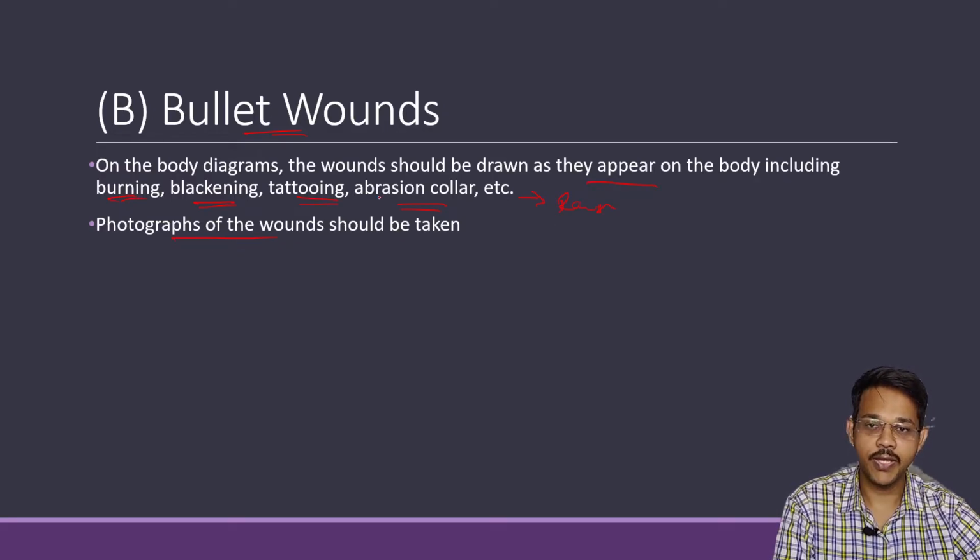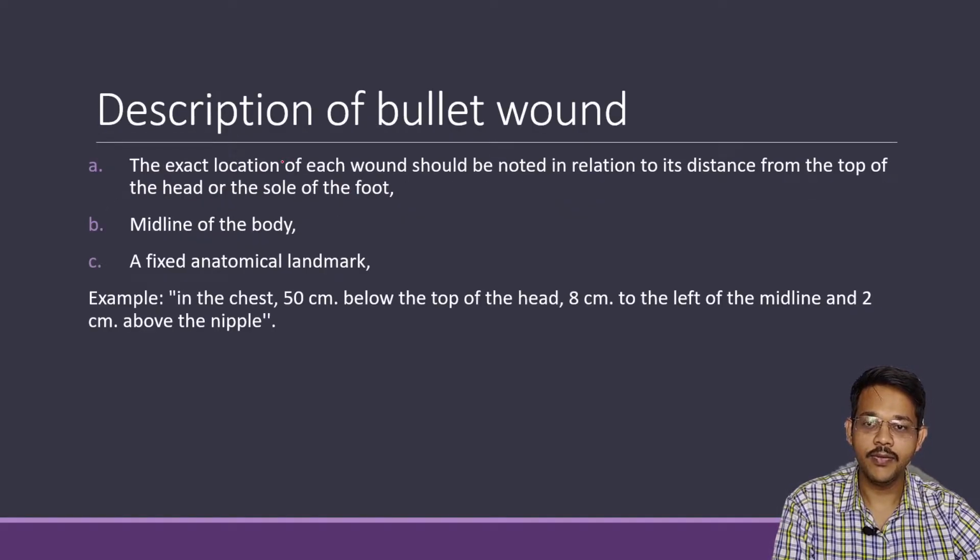Photographs of the wound should be taken. Then we have to describe the bullet wounds. Bullet wounds have to be described with the exact location of each wound, which should be noted in relation to its distance from the top of the head or sole of the foot, whichever is nearer. Then we have to describe the distance from the midline of the body. Then the fixed anatomical landmark has to be described.